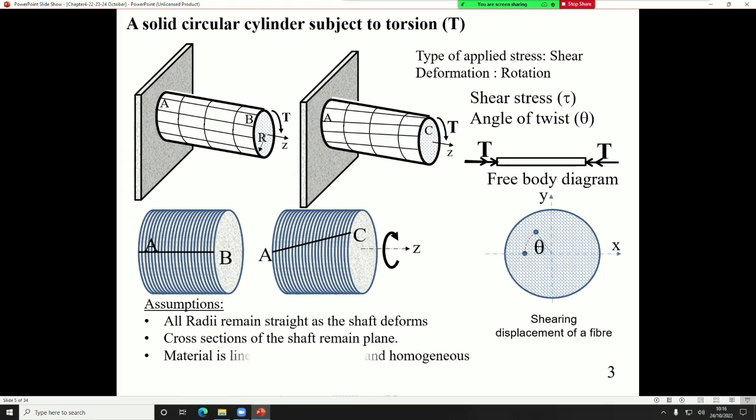And the third assumption, which the whole course is based on, is that the material has linear elastic behavior, is isotropic, and also homogeneous. So based on these three assumptions, I'm going to show you a few equations on how to analyze this type of structure when it is subject to a torque. So no warping displacement, the cross-section remains normal to the axis of the cylinder while it is rotating, and circular cross-sections remain circular. So these are the assumptions we have.